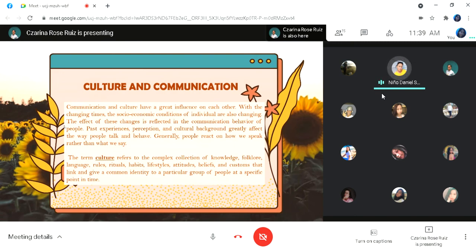So, the term culture refers to the complex collection of knowledge, folklore, language, rules, rituals, habits, lifestyles, attitudes, beliefs, and customs that give a common identity to a particular group of people at a specific point in time. So you find the word there, folklore. What do you mean by that? Like for example, mythology, like the Philippine mythology, like the story of Maria Makiling. So it is part of our culture.